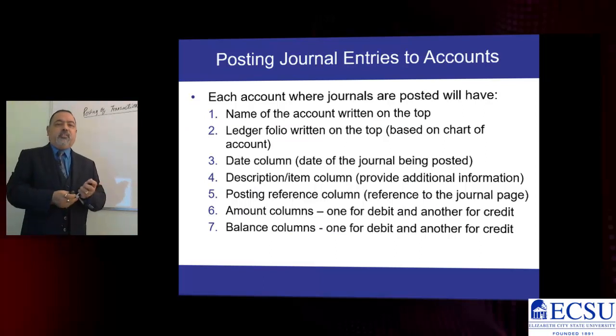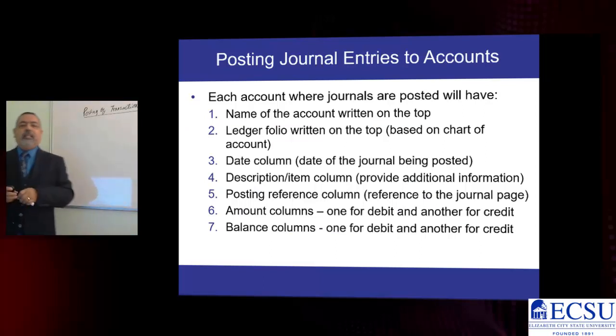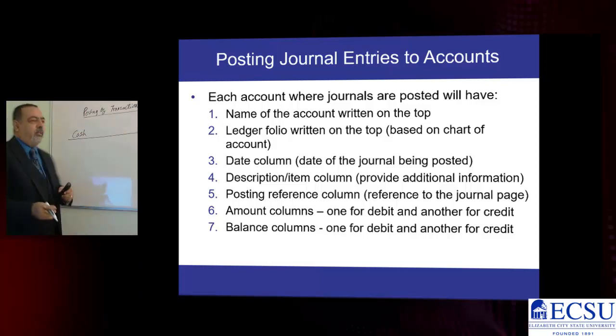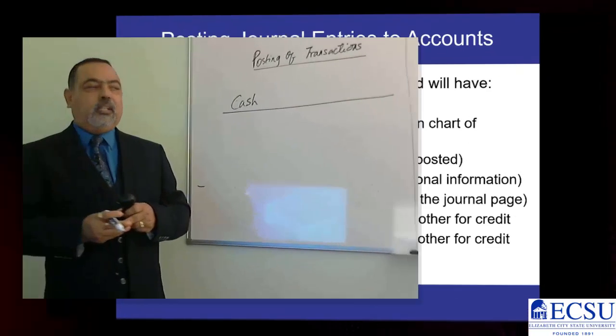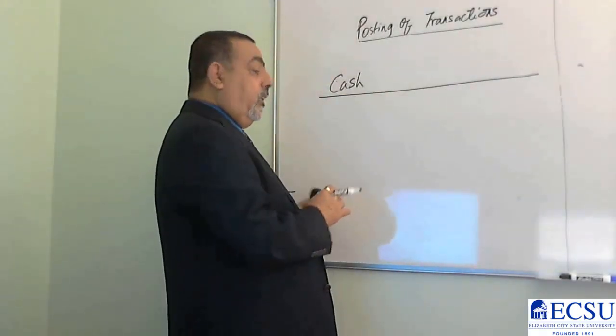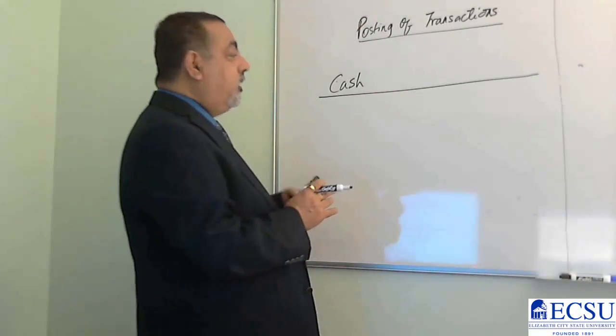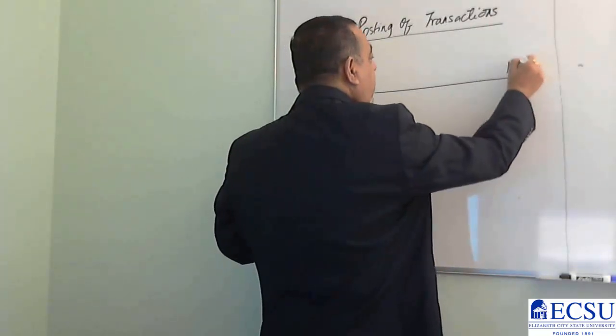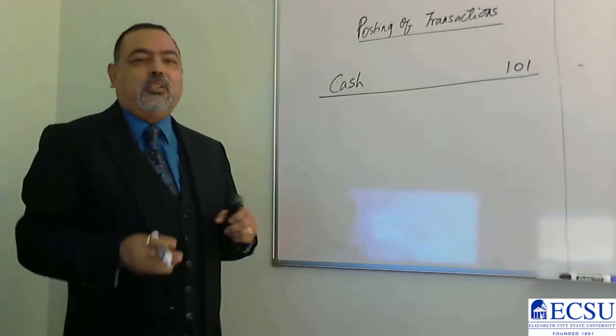Posting the journal entries to accounts. Each account where journals are posted will have, number one, the name of the account written on the top. So let's say we have a cash account. On the top, you'll write the name of the account, and then the ledger folio based on the chart of accounts. As I have been saying, cash is an asset, and the chart of accounts assigns numbers starting with 1, assuming it is 101. So we write that on the top.